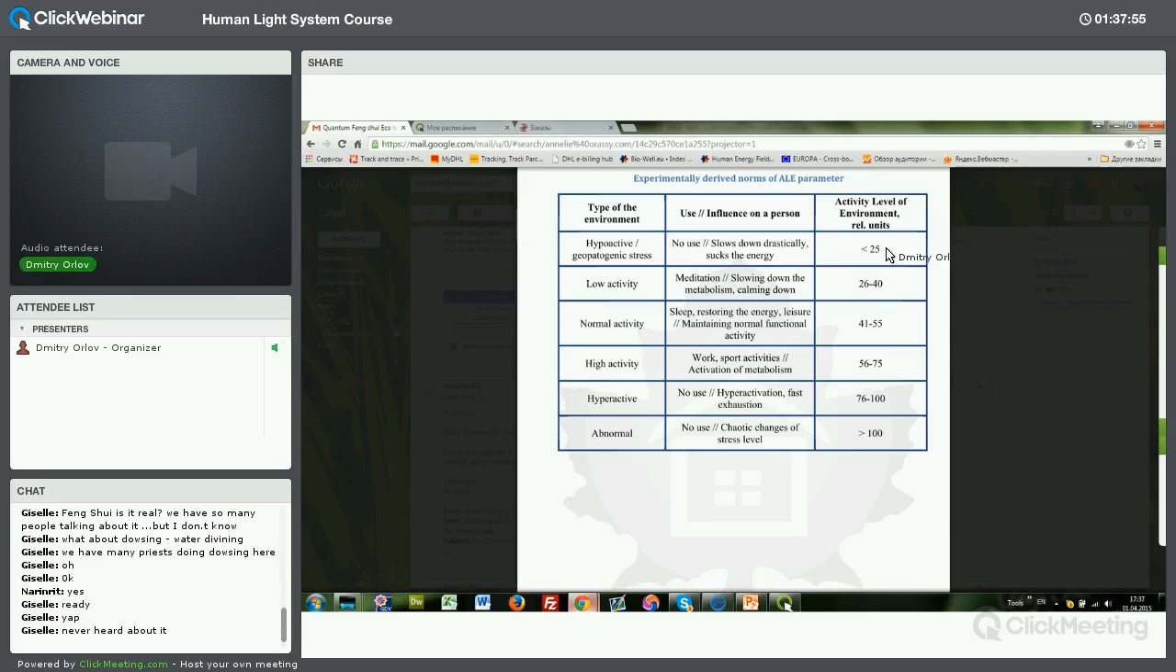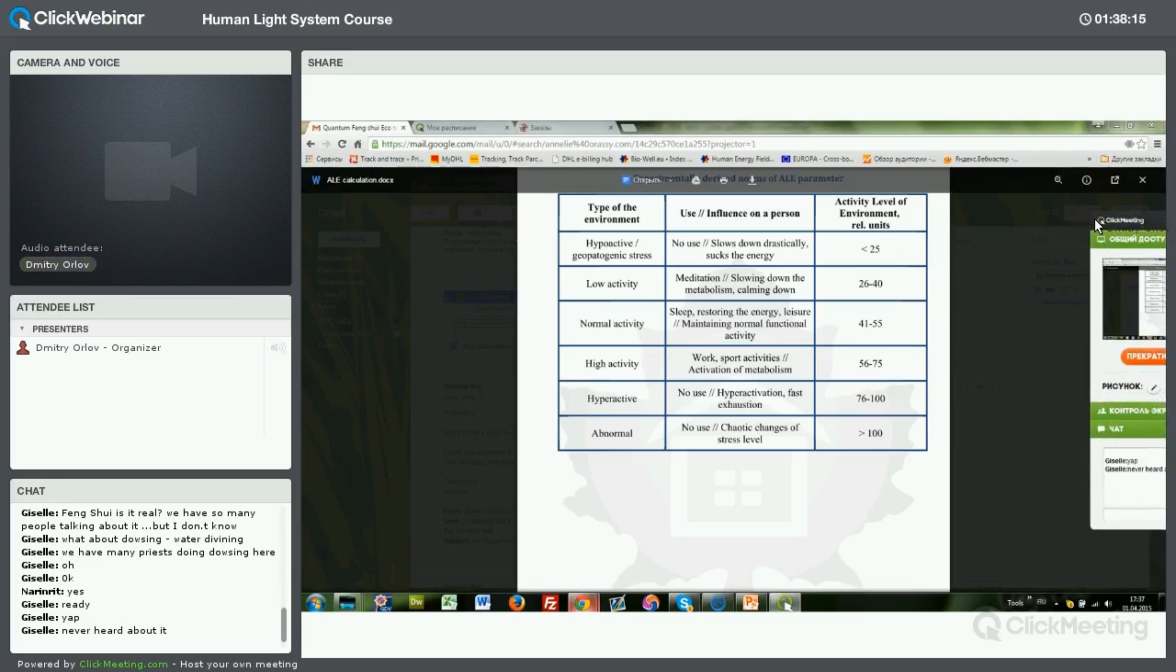That's good for working places and for doing some sport activities, because it activates the metabolism, so you can produce more energy, you can create more. Number 5 is hyperactive. According to my data, there is no use in such places because it leads to hyperactivation of your inner processes in the body and leads to fast exhaustion of your inner reserves and inner energy.